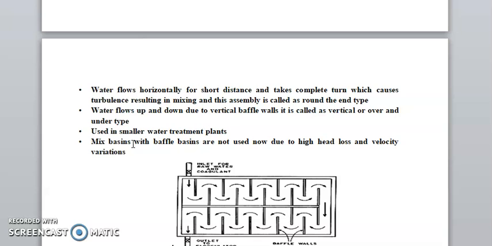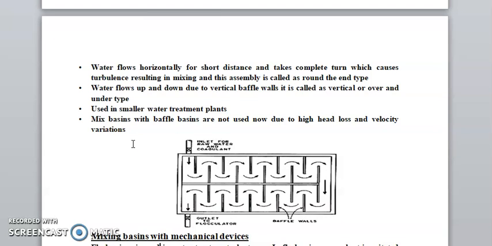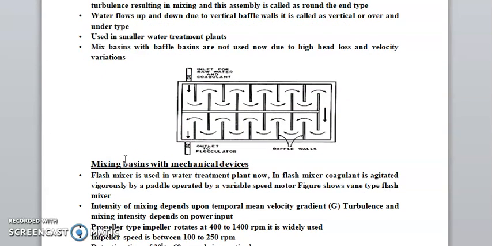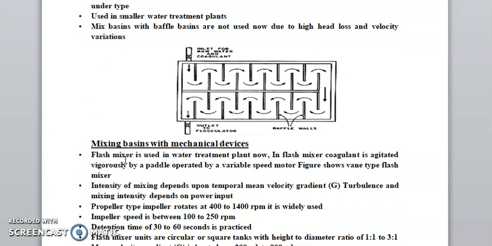These are used in smaller water treatment plants. Mixing basins with baffles are not used in larger plants due to the high head loss and velocity in the basin. This is the basin. Mixing basin with mechanical devices, the flash mixer, is what is used in water treatment plants now.